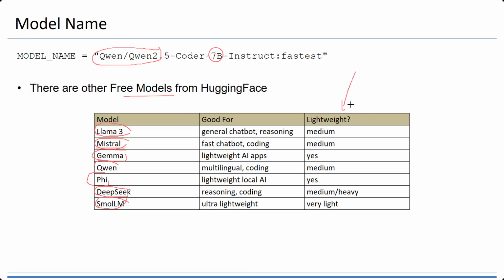And this is actually what I tried to check, whether the size is light or not. The size is medium, and it is good for a general chatbot. It is good for reasoning. Gemma is very light. Phi is very light. SmolLM is also very light. But DeepSeek is heavy. Qwen is quite heavy, it's medium, and Mistral is also medium. So depending on your purpose, please check what models can be used in your project.